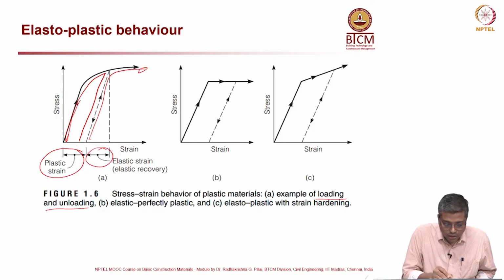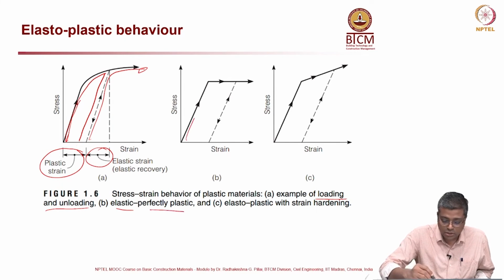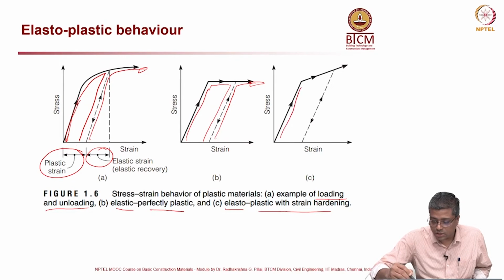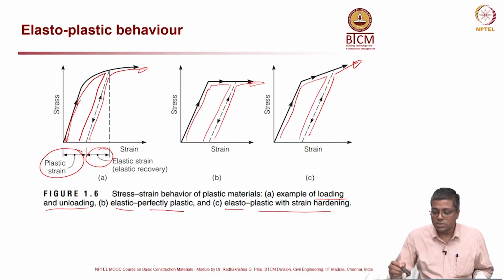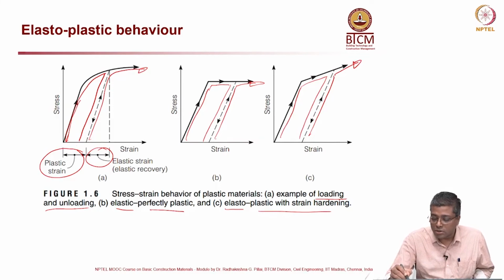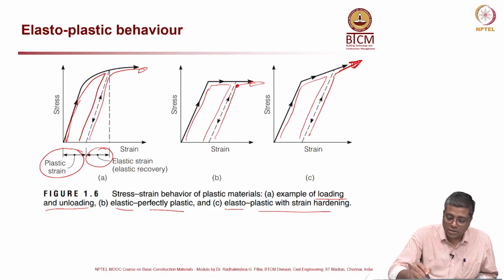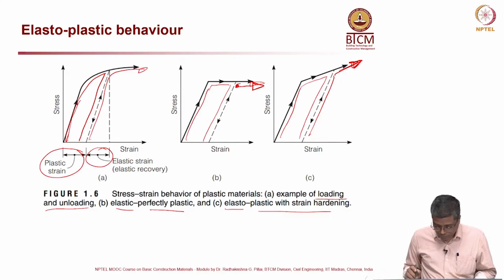Now, the second one, elastic and then perfectly plastic. This is the elastic region, and then it goes flat. That means perfectly plastic. And then elastic and then plastic with strain hardening. Here it is an elastic region, it comes back and then plastic with strain hardening. Strain hardening means the stress is also increasing after that point. In the second case, the stress is not increasing, only strain is increasing. That is a perfectly plastic scenario.